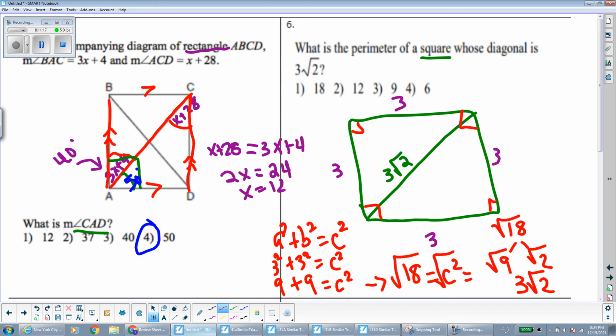So I see here that if the side length of my square is 3, and using the Pythagorean theorem, it does check out that my diagonal, which would be the hypotenuse of the right triangle here, would be 3 radical 2, which it's supposed to be according to this question. So now I know the side lengths are for sure 3. If I add them all together, 3 plus 3 plus 3 plus 3, that would give me 12.